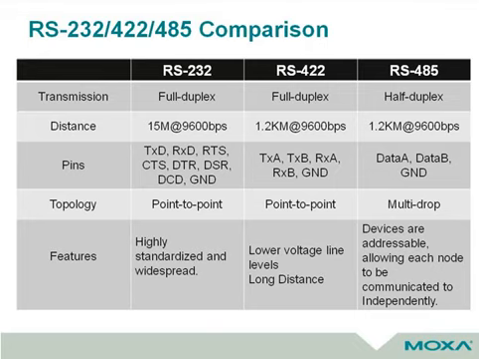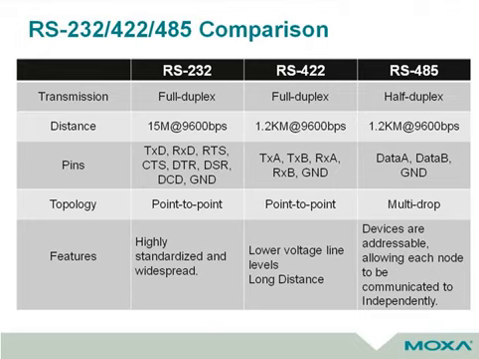RS-232 is full duplex. Distance is 15 meters at 9600 bits per second. It has control signals RTS, CTS, DTR, DSR, and DCD. The topology is only point-to-point.